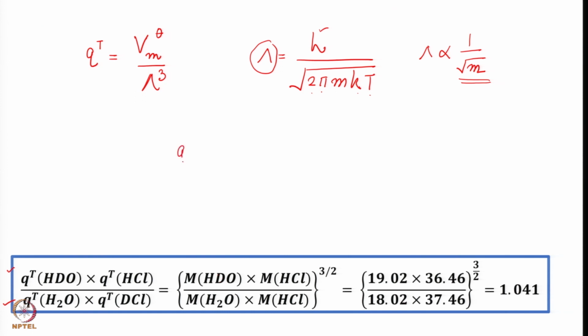This is where we said that Q translational is directly proportional to m raised to the power 3 by 2. So, molar mass of HDO, molar mass of HCl, molar mass of H2O and molar mass of HCl. When you substitute all these, you get a value of this ratio approximately 1. This ratio is approximately 1. This gives another piece of information, that the translational states occupied by these molecules are almost the same, similar. Okay, so we have found a very easy way of dealing with the ratio of translational contributions.